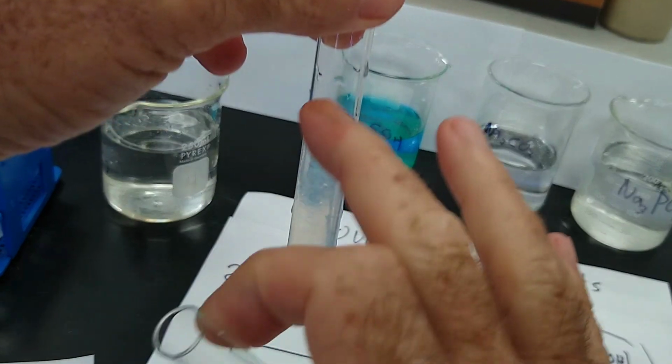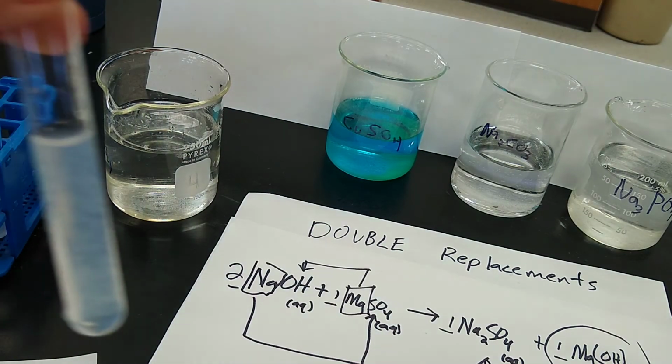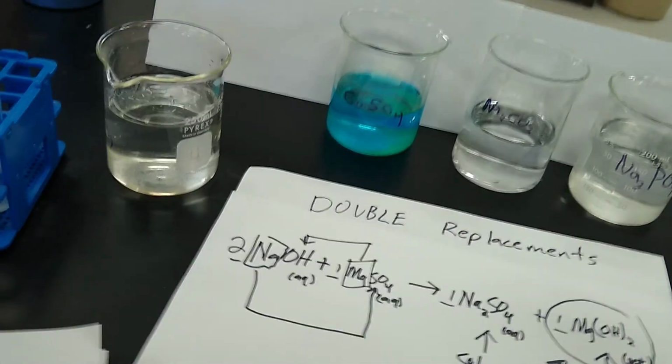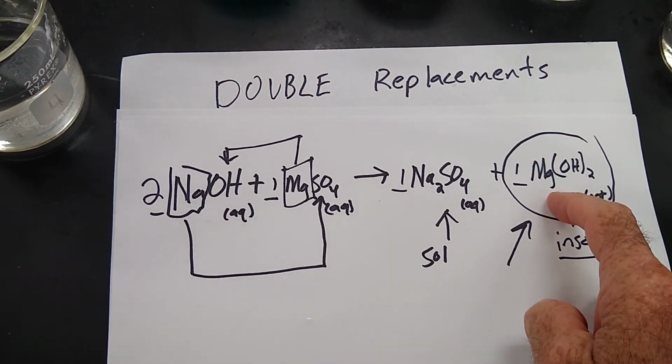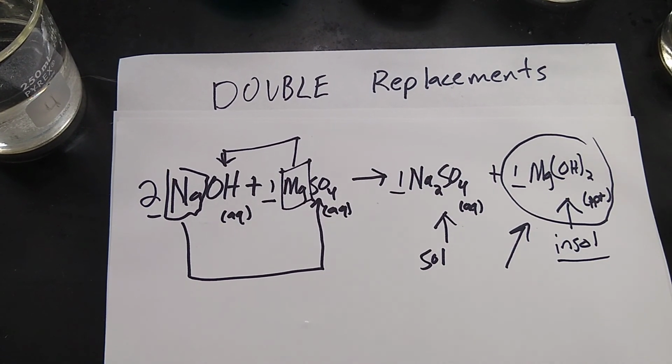That white chalky substance you're seeing is the what? You can see it over here better against the black background. That white chalky substance you're seeing is the magnesium hydroxide. Okay? And that's how you do double replacement reactions.